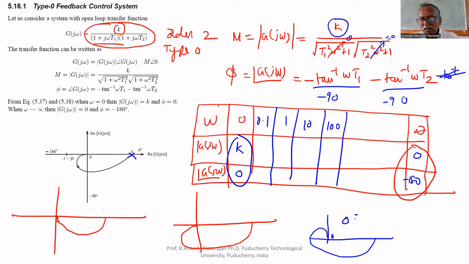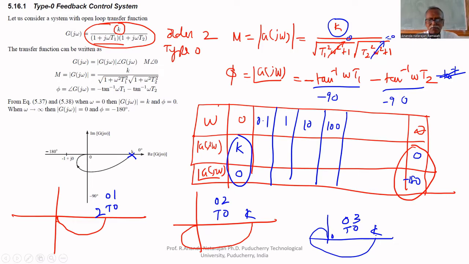This is order 3, type 0. This is order 2, type 0. This is order 1, type 0. These are all type 0 systems. They start at the open loop gain. Here it starts at K, the open loop gain. Here also it starts at K angle 0.